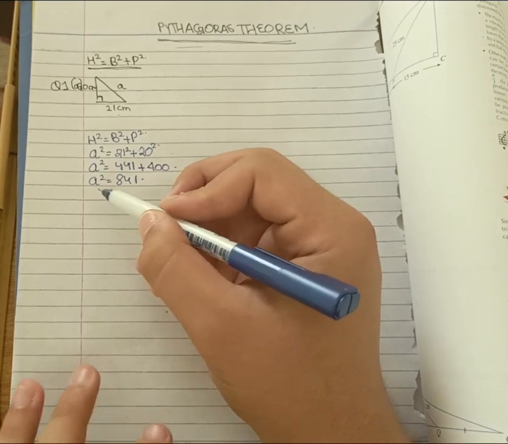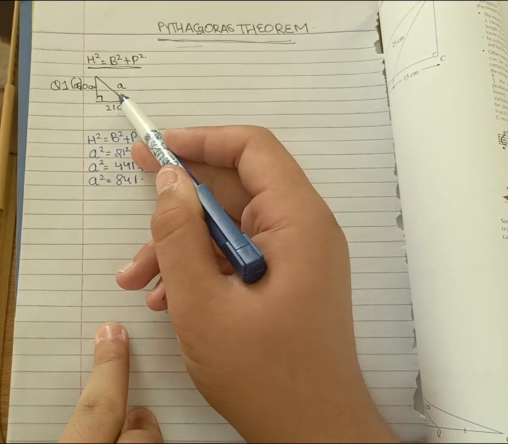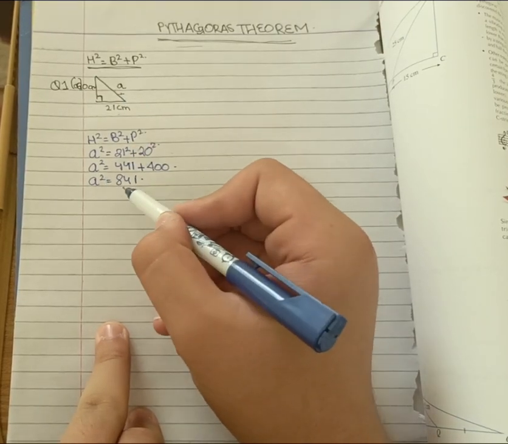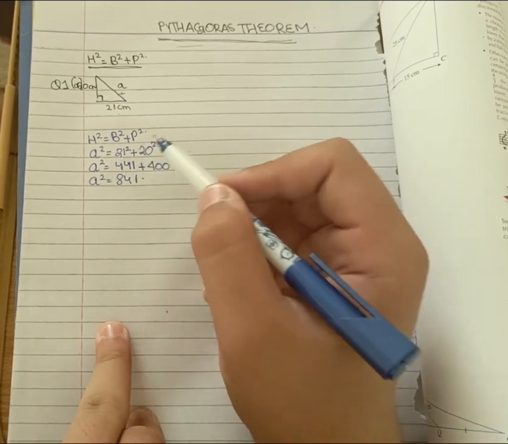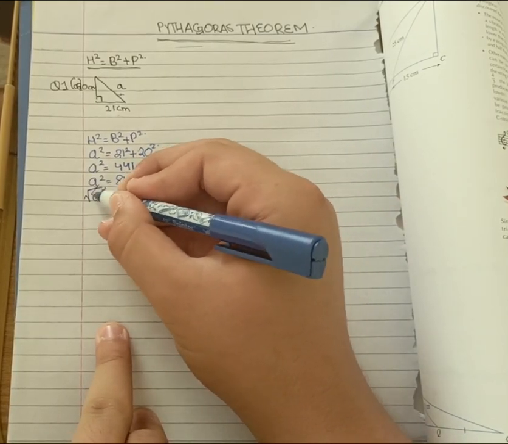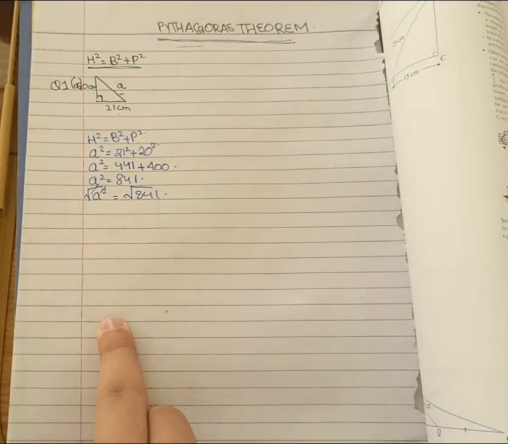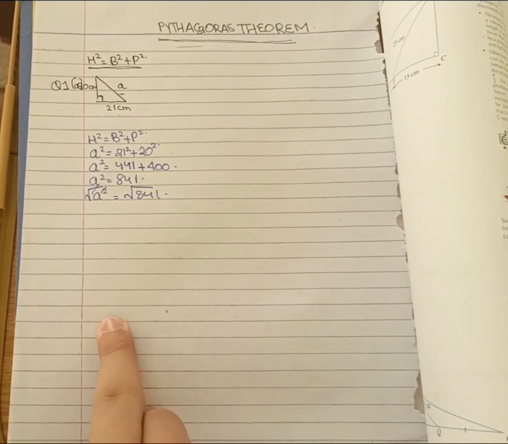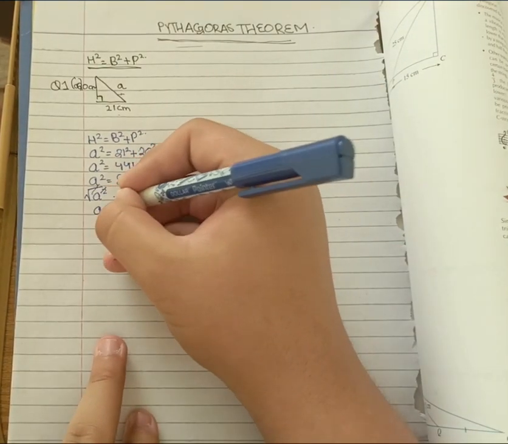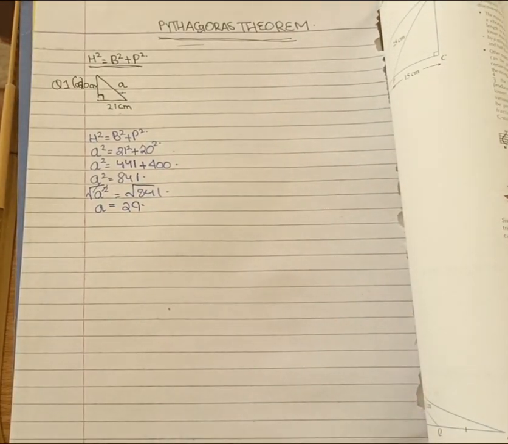841. Now we only got the value of a square, but we need to find the value of a. So to remove this square, we need to take the square root of 841, and that will be the value of a. So let us just take the square root on both sides, cut this, and write this here. The square root of 841 is 29, so we got the value of a, which is 29, and you can even check it from the back of the book.